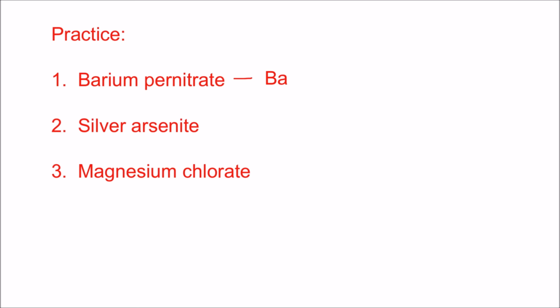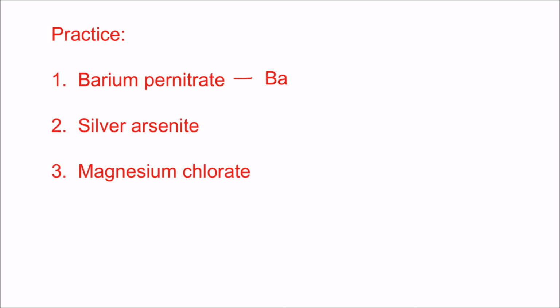Alright, and now let's start breaking this part down over here. I see that we end with ate, which means that this is a polyatomic compound. That means there's going to be at least 3 elements. We know one of them is barium, and all of our polyatomic compound formulas have oxygen.